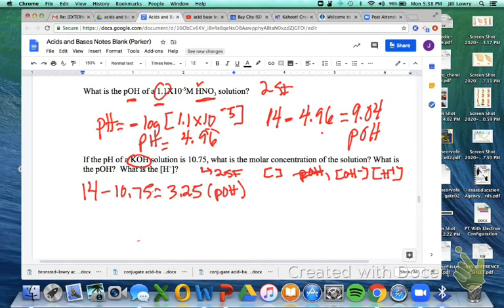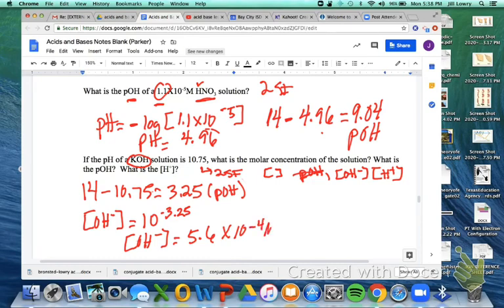So my next one, if I want to find my hydroxide concentration, that formula is 10 raised to the negative pOH. So that's going to be negative 3.25. That goes into your calculator: 10, then the caret, negative 3.25, and I would get my hydroxide concentration equal to 5.6 times 10 to the negative 4th molar. So there's my hydroxide. I'm still carrying forth with my 2 sig figs.